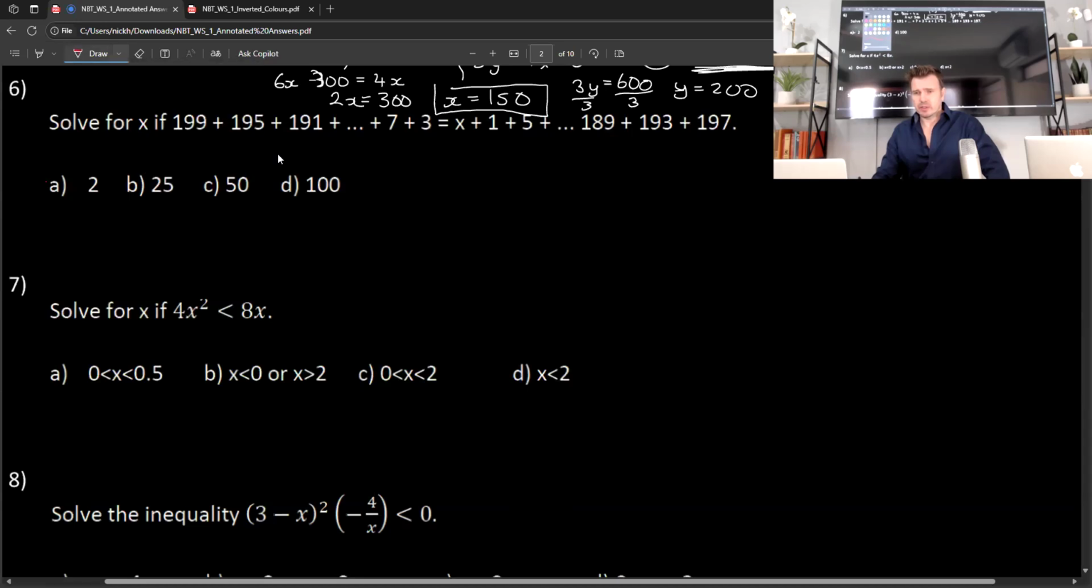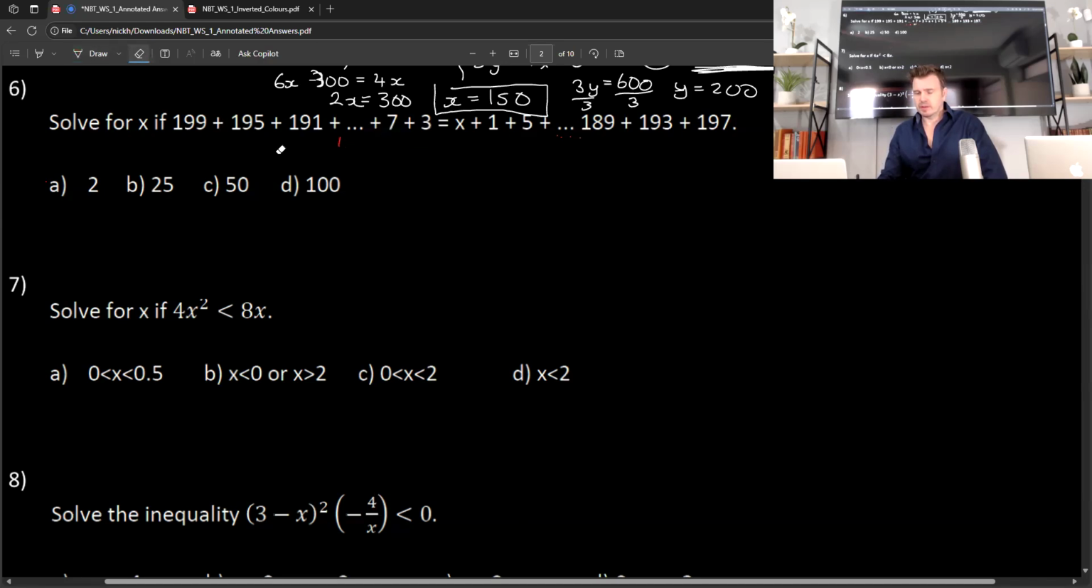Okay, so our first question says, solve for x if 199 plus 195 plus 191 plus ... That means it continues to 189, 187, all the way down to 3. And then on this side, we have x plus 1 plus 5 plus ... continuing all the way to 197. Okay, so what have we got? We've got odd numbers, and we want to find out the value of x.